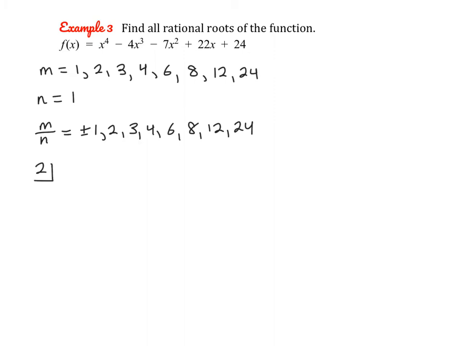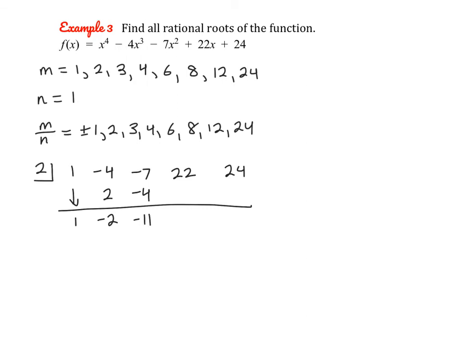So list out the coefficients. We're going to use synthetic division. So 1, negative 4, negative 7, 22, and 24. So we multiply and add, multiply and add, multiply, add, multiply, add. So since the remainder is not 0, we know that positive 2 is not one of our solutions. All right, let's try something else. Let's try negative 2.